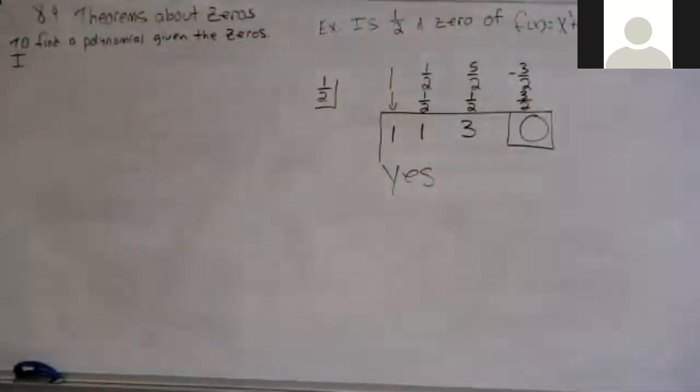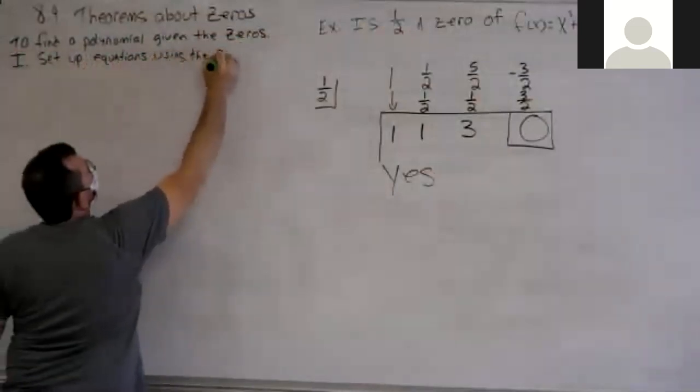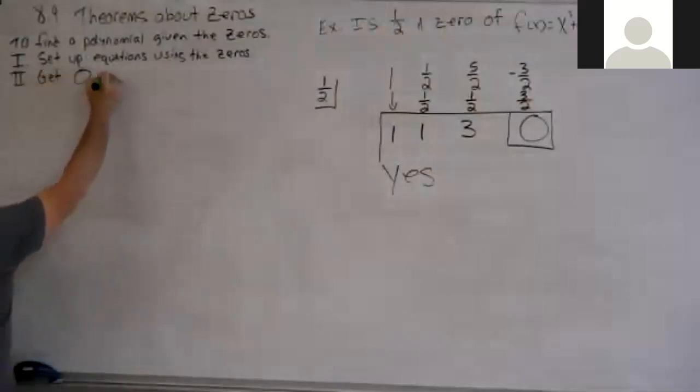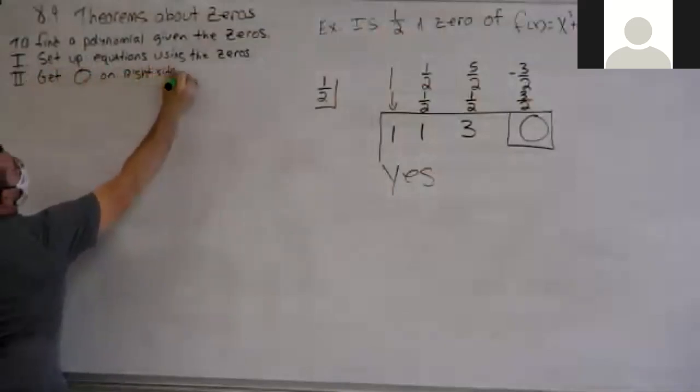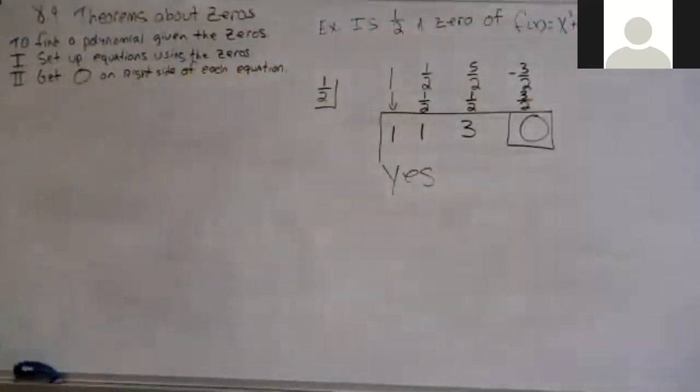First thing I do is I set each zero as an equation. So what I'm saying is if they gave me three zeros like 1, 2, and 5, I'm going to set up my equations. X equals 1, X equals 2, X equals 5, okay? We're going to be working in reverse from when we would solve an equation. We're going to start with the solutions and work backwards to get the actual polynomials. So set up equations using zeros, get 0 on the right side of each equation. So if you had x equals 5, you would subtract 5 from both sides so that you would have x minus 5 equals 0.